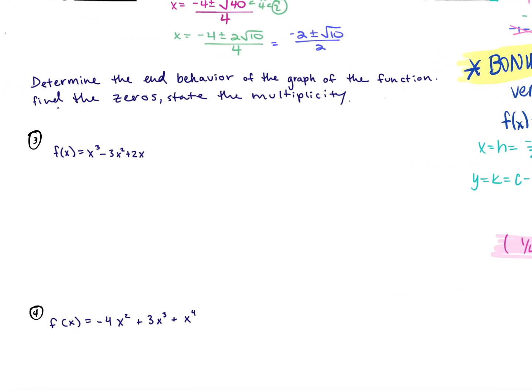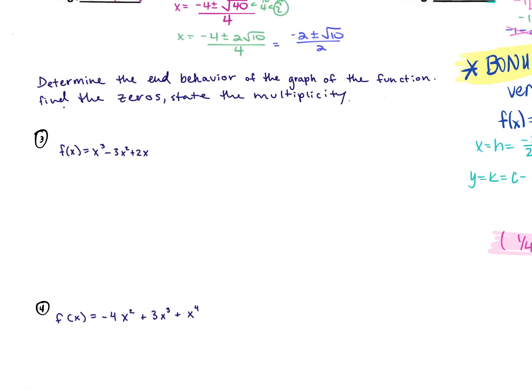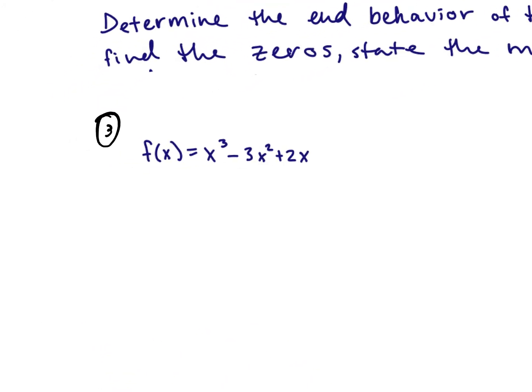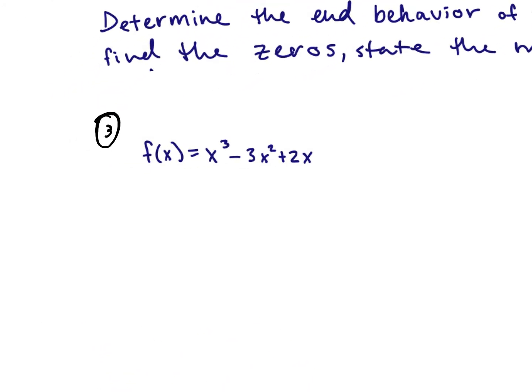For your next set of questions, you're determining the end behavior of the graph of the function. Then you're finding the zeros and stating the multiplicity. For number 3, it gives you f of x is equal to x cubed minus 3x squared plus 2x. This is an odd power. So odd powers mean the graph looks like this, and your end behavior is going to be opposites.